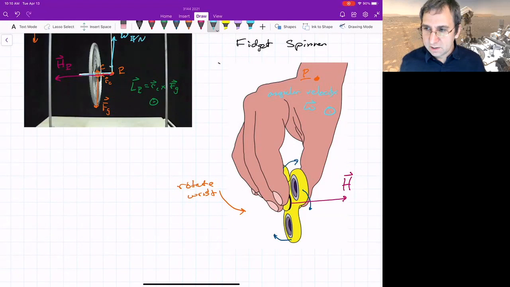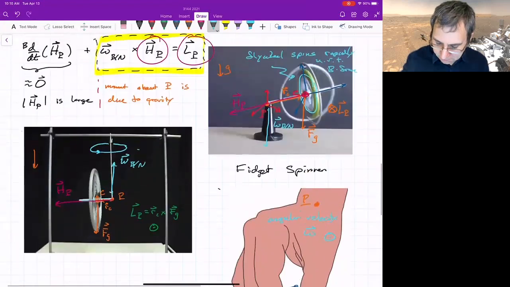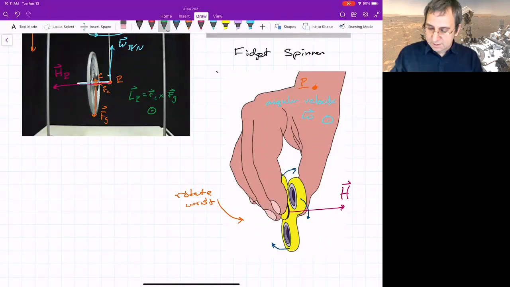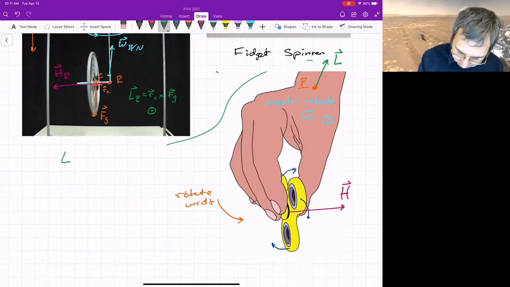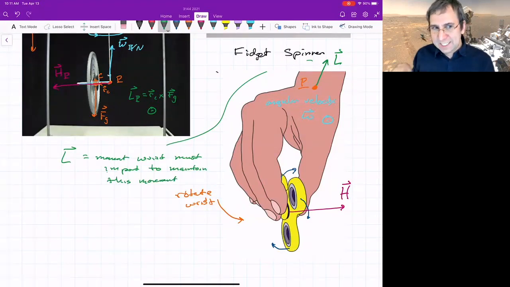So what is the moment that my wrist must impart to maintain this movement? Well, what do I have? I've got omega cross h, according to up here, must equal the moment that's applied. Omega cross h, the moment's pointing this way. So this L is the moment my wrist must impart to maintain this movement. And you can feel it resisting that, and that's why your moment has to be what it is.